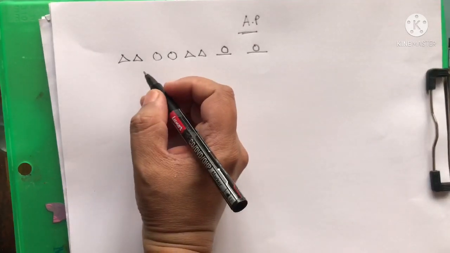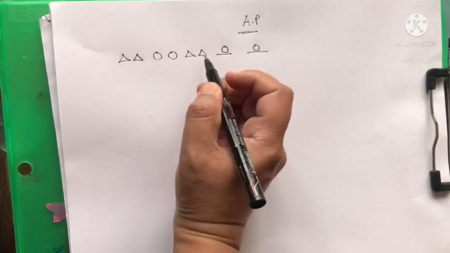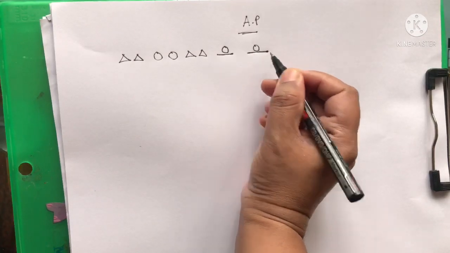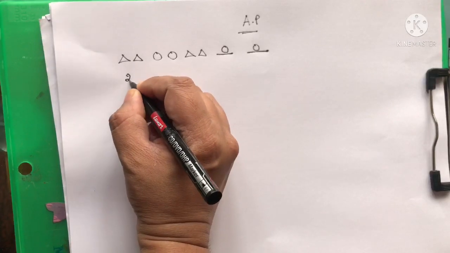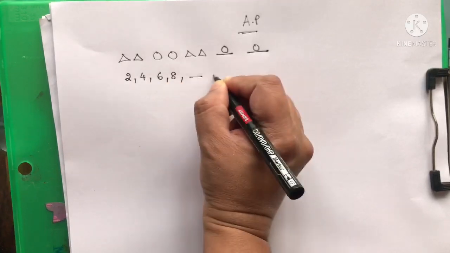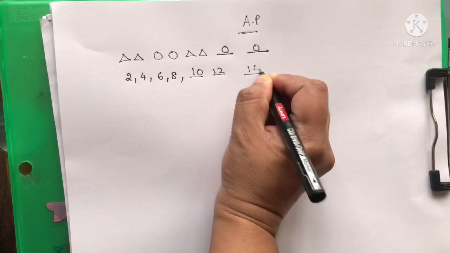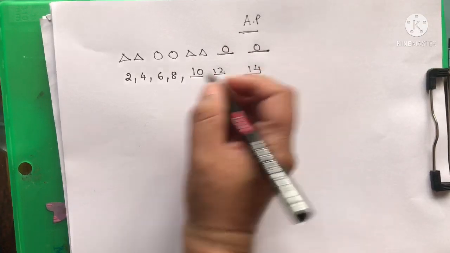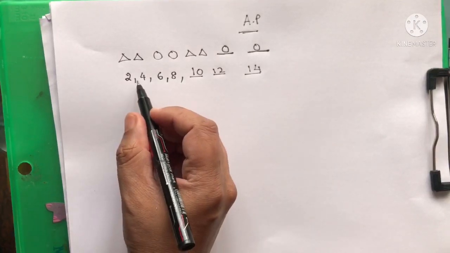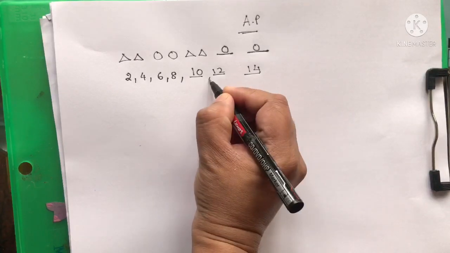Because you presumed, based on the analysis, that it was two triangles, two circles, two triangles, that the next two would be circles. Now similarly, if I say 2, 4, 6, 8 and I put blanks again, you would automatically write 10, 12, 14. Why did you do that? It's because you analyzed that it was an even number sequence and the common difference between them was 2, so you automatically wrote 10, 12, 14.